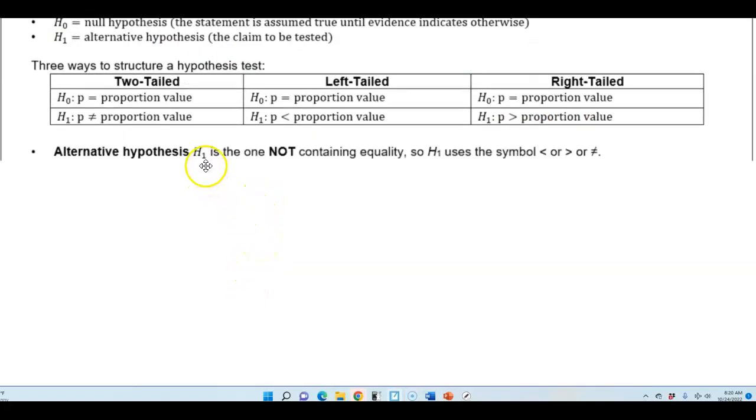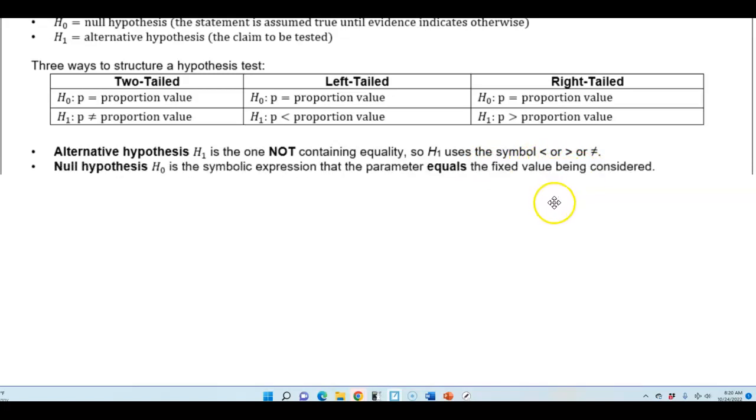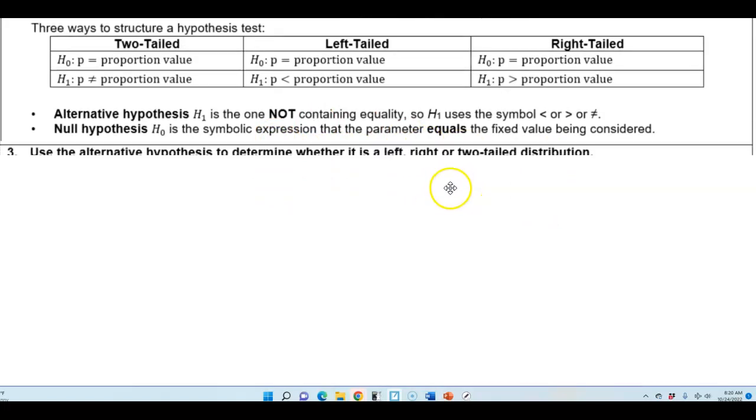Now, the alternative hypothesis is the one not containing equality. So the alternative hypothesis uses the following 3 symbols: less than, or greater than, or not equal to. The null hypothesis is a symbolic expression that the parameter equals the fixed value being considered. Number 3, you're going to use the alternative hypothesis to determine whether it is a left, right, or two-tailed distribution.